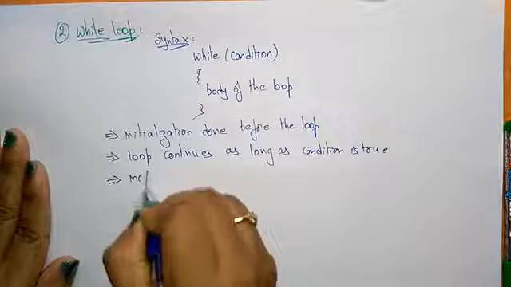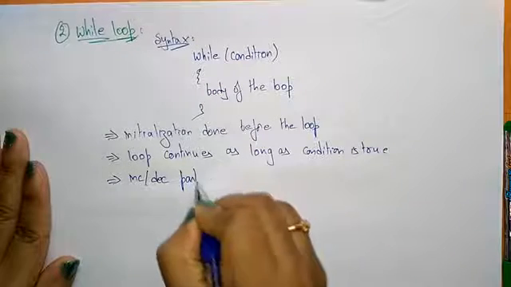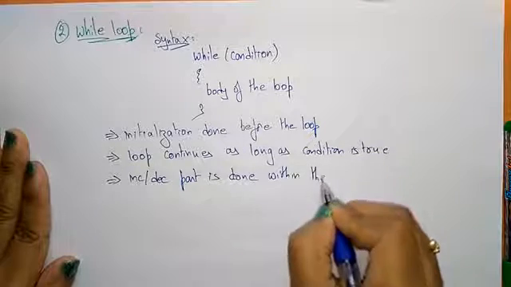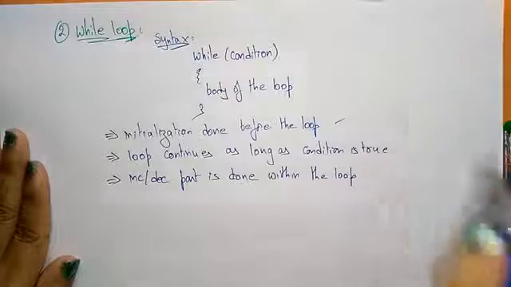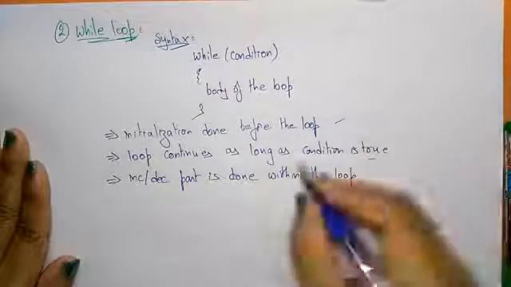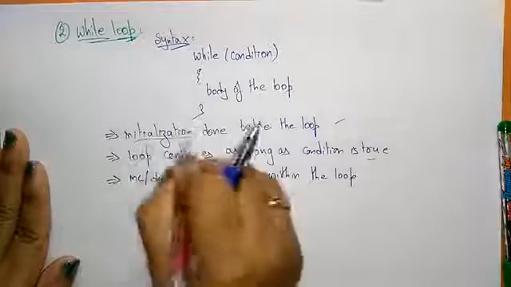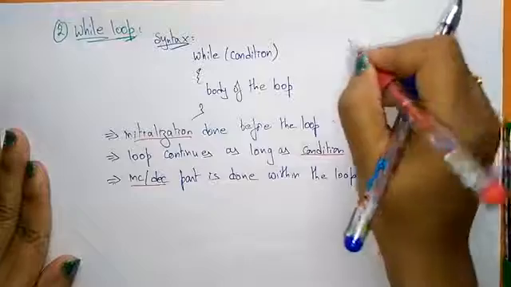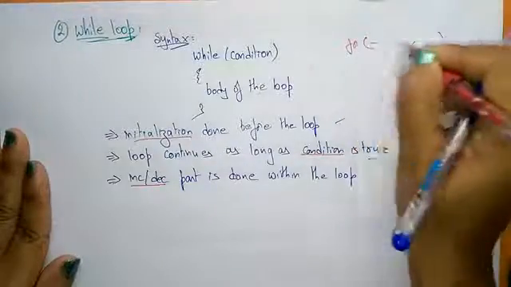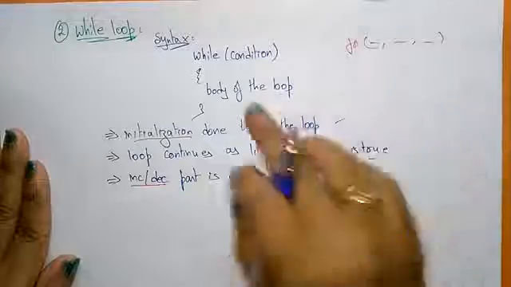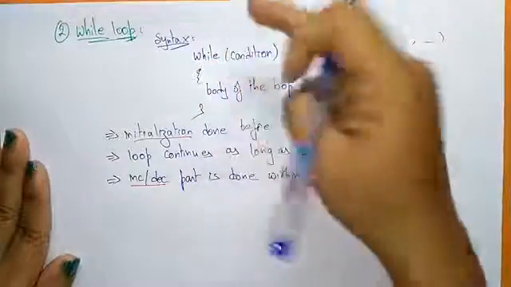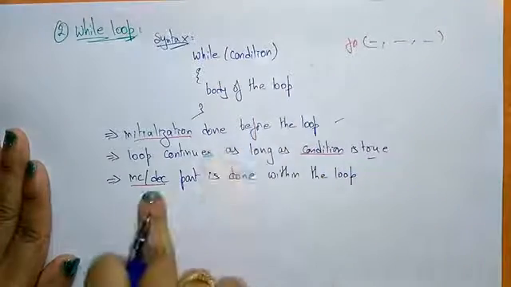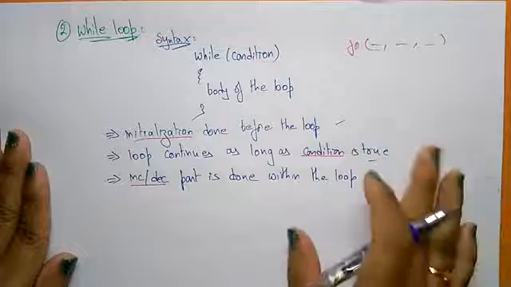And here the increment or decrement part is done within the loop only. In the previous for loop, you have seen these three: initialization, condition and increment or decrement, everything is present within the for loop only. Whereas in the while loop, the initialization should be done before the while loop, the condition is checked here, and within the body of the loop you have the increment and decrement parts.